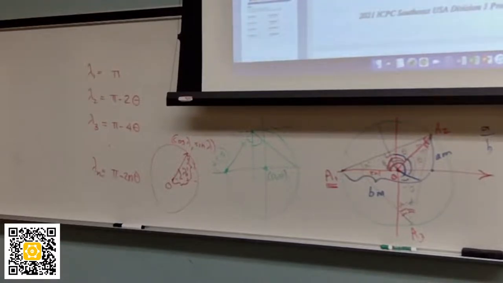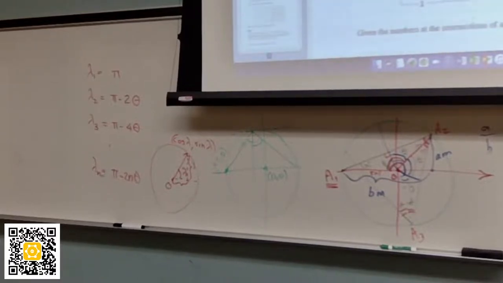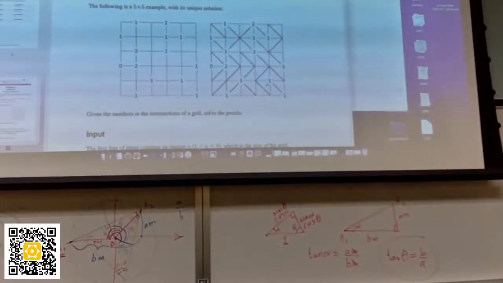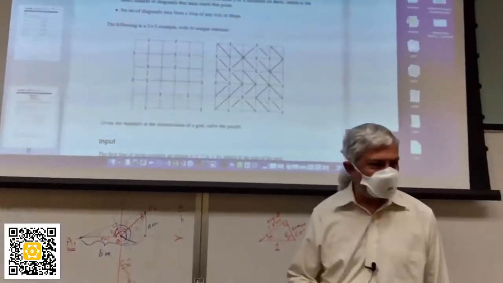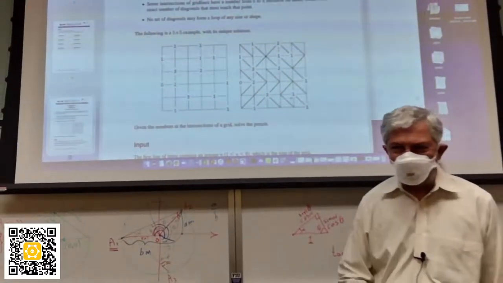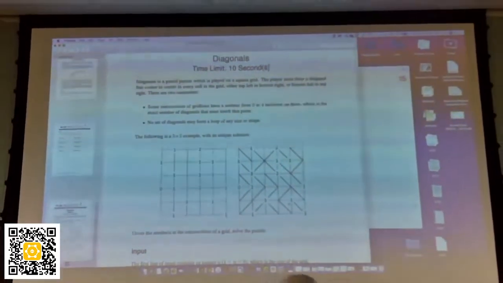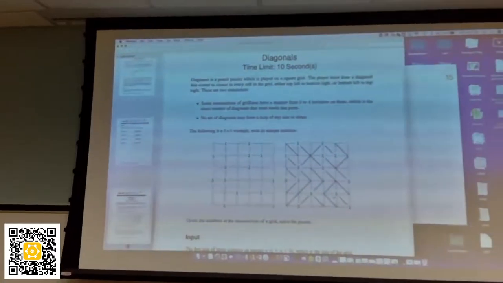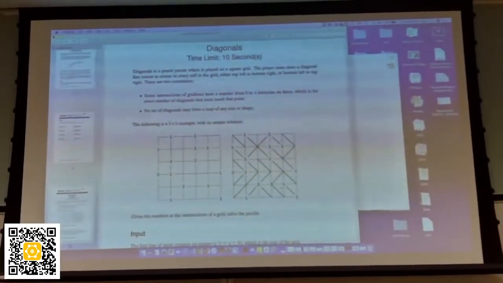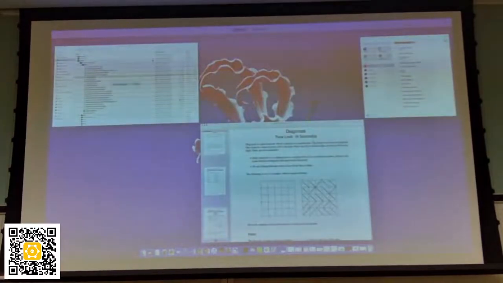Anyone else try this already? No? Okay. All right, shall we move on to something else? I wanted to talk about diagonals. How many of you tried this already, or thought about it? Nobody solved it yet, right? Nobody has a solution that got accepted, no? Okay, all right, let's see what we can do with this. I may actually have slides on it.